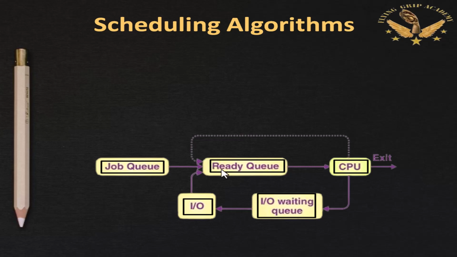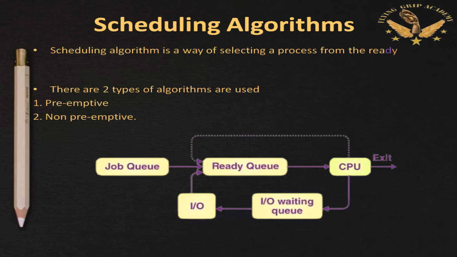From the IO queue it again goes to the ready queue. Once the other higher priority process has completed its task, it will come to the CPU and exit. So certain kinds of scheduling algorithms exist in order to make your tasks execute faster. There are different types of scheduling algorithms. There are two types: preemptive scheduling algorithms and non-preemptive scheduling algorithms.